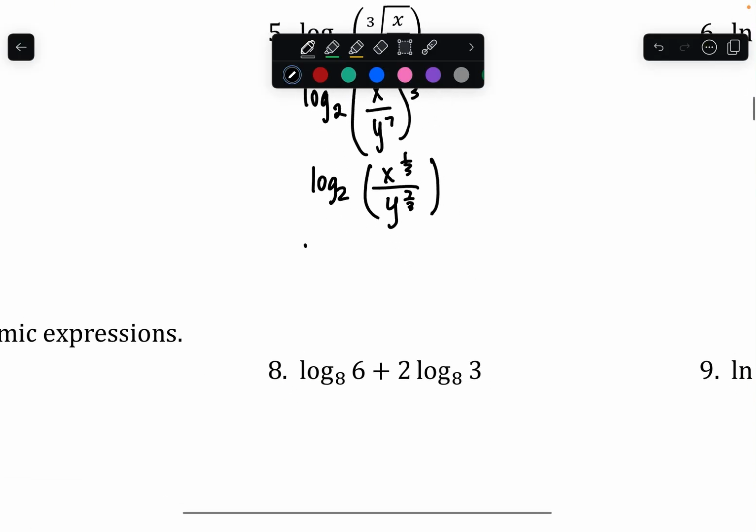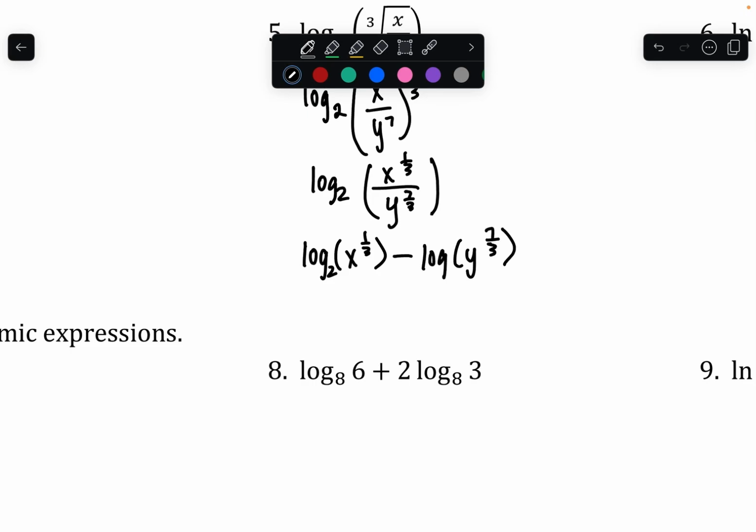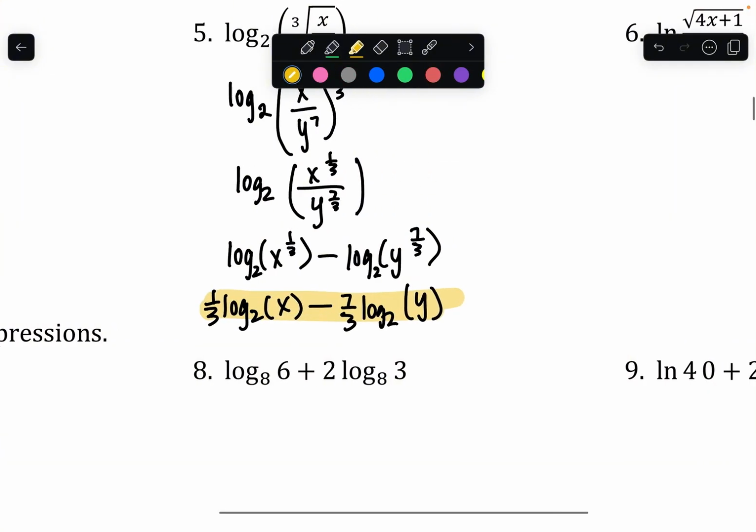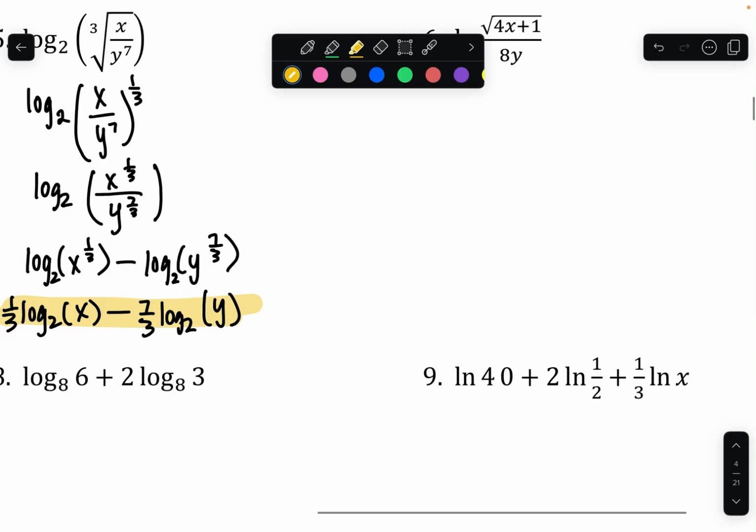And then now when we break them up, we have division. So we have log of x to the 1/3 minus log of y to the 7/3. And then we can bring those exponents down. So 1/3 log base 2 of x minus, I keep forgetting the base of 2, don't forget that, 7/3 log base 2 of y. Make sure there's only one argument and no exponents inside the log.